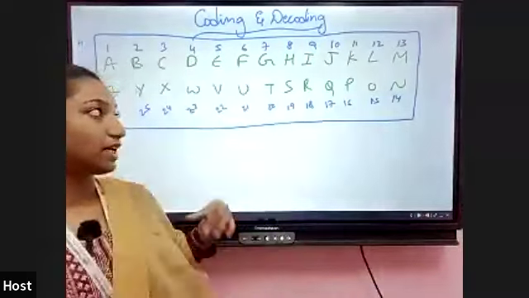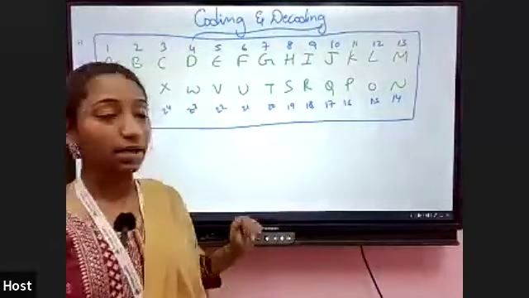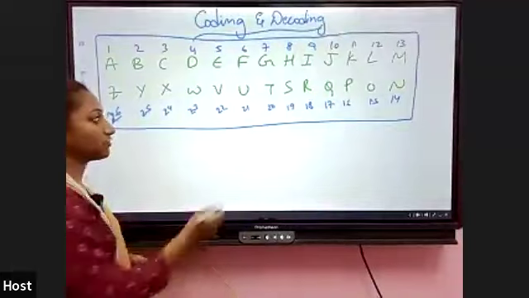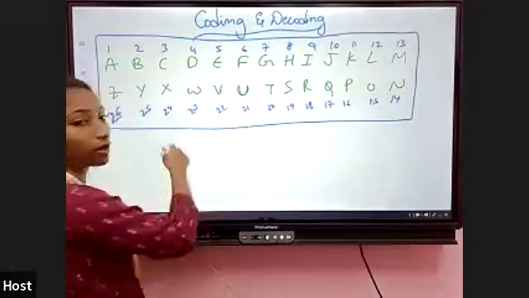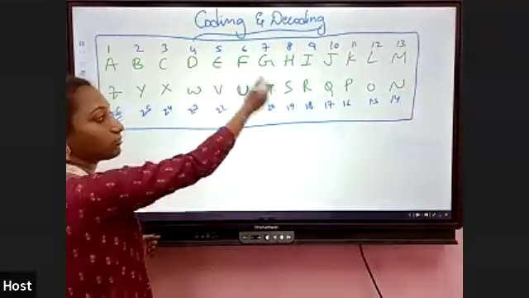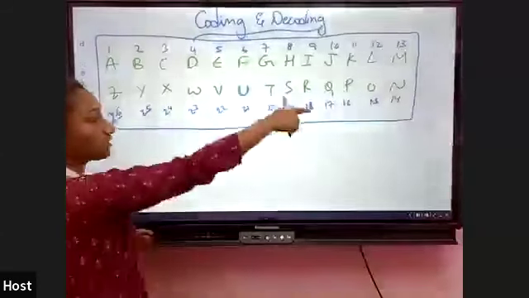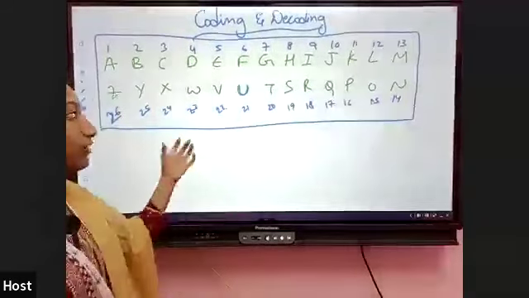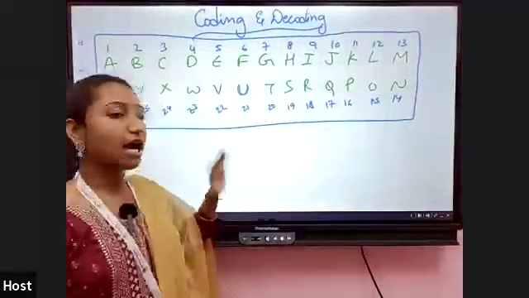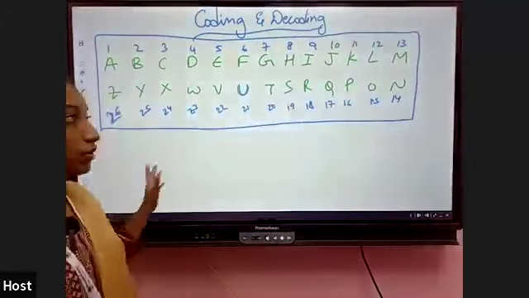For M, the before letter is L and the after letter is N. So here we will get confused. For U, the before letter is not B. The before letter is T, because like this we are writing. So for U, the before letter is T and the after letter is V.